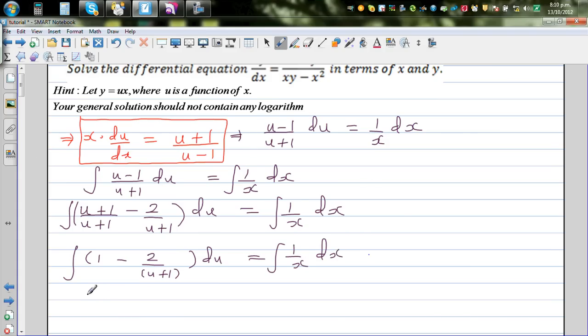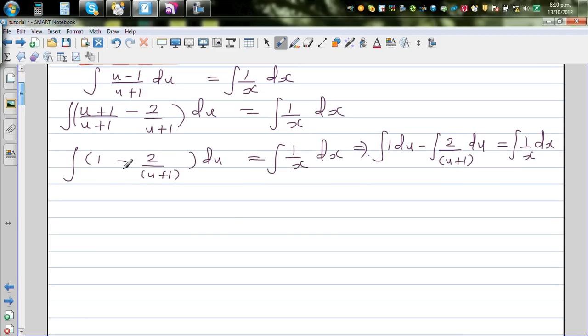You can distribute the integration. Let me write one more step: integration of 1 du minus integration of 2 over (u plus 1) du is equal to integration of 1 over x dx. So let us integrate both sides. Integration of 1 du is nothing but u, minus 2 times, integration of 1 over (u plus 1) is natural log of (u plus 1), is equal to natural log of x plus c, the constant of integration. I put only one constant, which is an arbitrary constant.